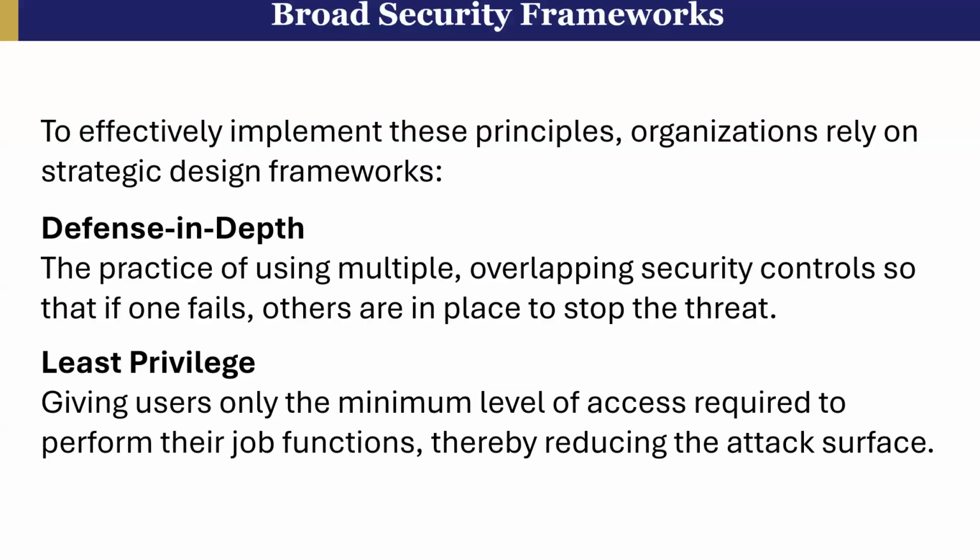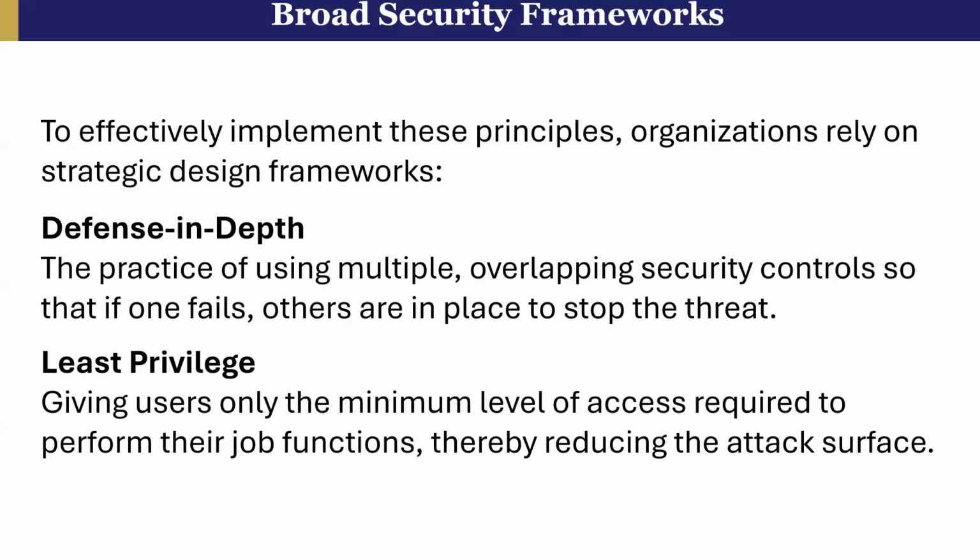So we have least privilege as well. You give users only the minimal level of access that is required. You don't give privilege to everybody. Depending on the job function, depending on what the person is doing, then you can give the person access to your security. So these are broad security frameworks. The other one is zero trust. I'm sure zero trust will come as we go along. These are broad frameworks.